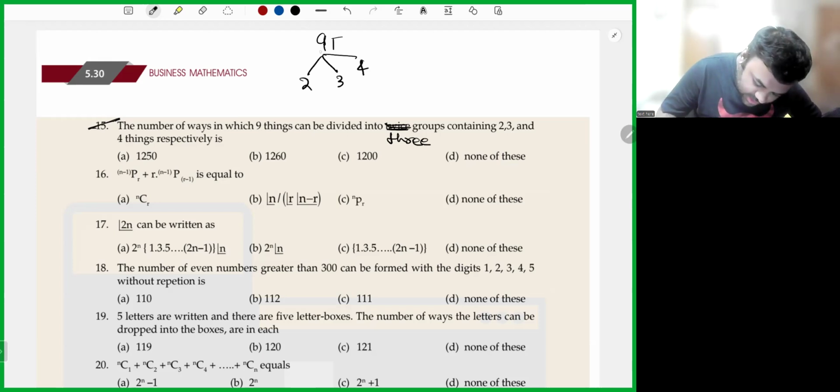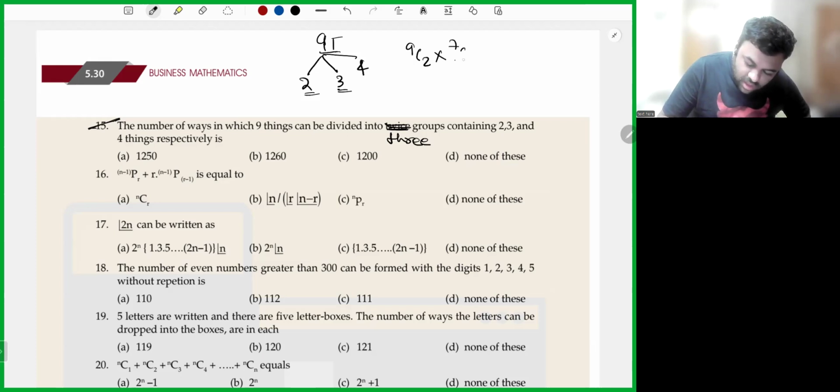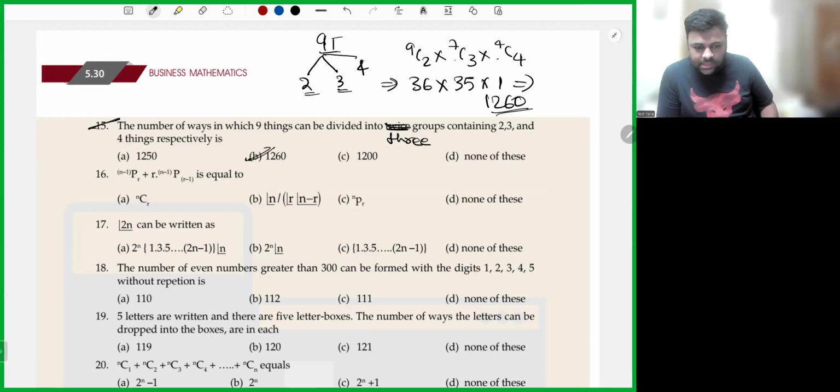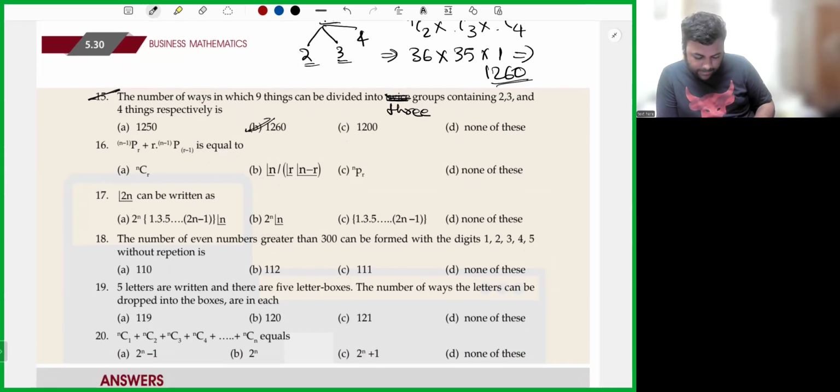So first from 9 things, I'll select 2 things, 9C2. How many are left? 7 are left. I'll select 3 things, 7C3. Now how many are left? 4 are left. I'll select 4 things, 4C4. Now 9C2, 9 into 8 divided by 2, 36. 7C3, 7 into 6 into 5 divided by 6, 35. 4C4 is 1. So 36 into 35, 1260. The answer is 1260. Simple one? Yes, sir, simple one. Next.